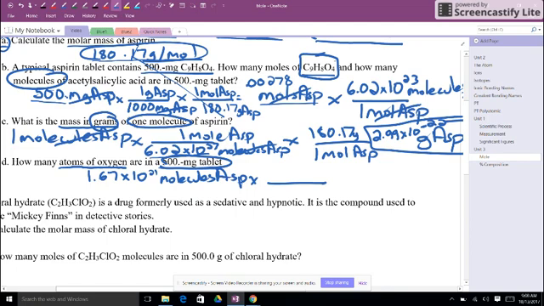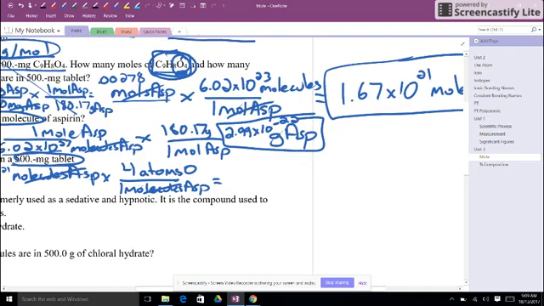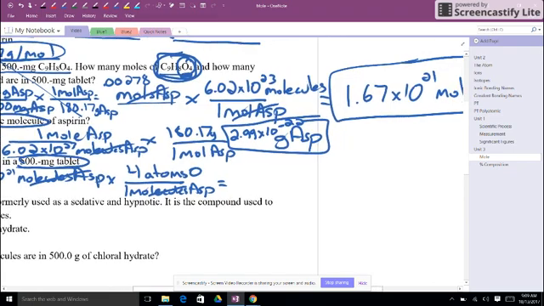So I'm going to look at that compound again and notice that for every one molecule of aspirin, I have 4 atoms of oxygen. So this is all we really need to do to get from molecules of aspirin into atoms of oxygen. We're just going to do 4 times 1.67 times 10 to the 21st, and we're going to end up with 6.68 times 10 to the 21st atoms of oxygen in that 500 milligram tablet.